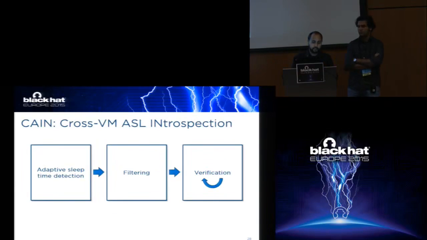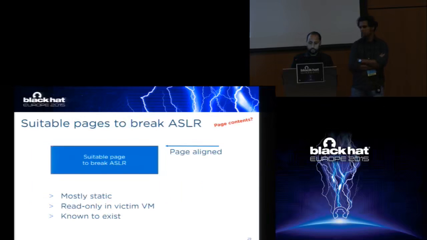The attack looks as follows on the high level, and we will look at all of these phases in more detail. So we have a first phase that we call the adaptive sleep time detection phase. Then there will be a round of filtering. You will understand later what I mean with a round. And then there will be the verification phase. And at the end, what comes out is the base address of a library in a co-located VM. Now let's look at the first challenge, the page contents.